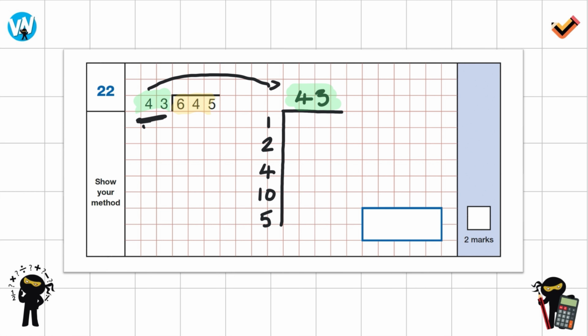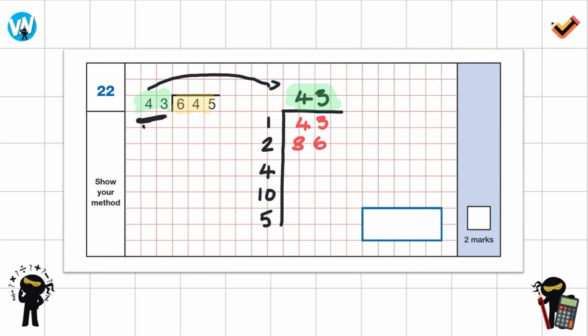So 1 times 43 is just 43. And we write this down so that we can reference it, because if you practice doing this, you will get it really, really quickly. 2 times 43 is just doubling 43. The reason why this is easy is because we can just double the 10s and double the 1s. So double 40 is 80, double 3 is 6. So all of a sudden we've got 86.